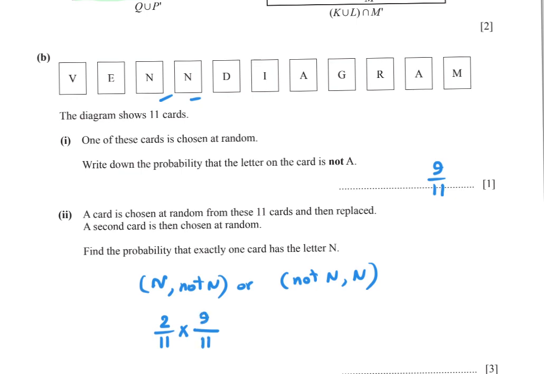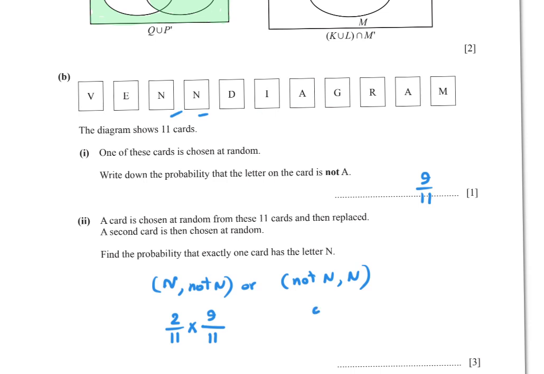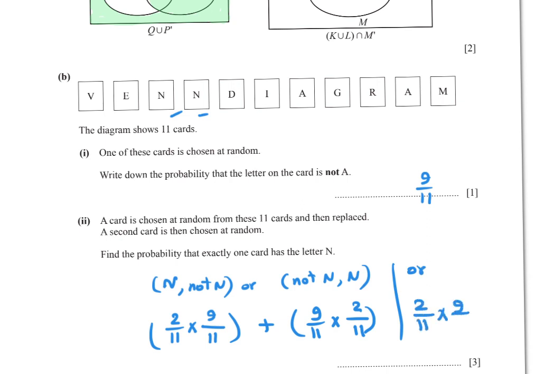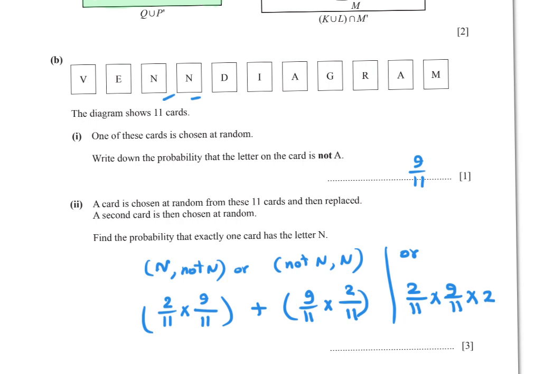The same for the other case: not N, 9 over 11, times N, which is 2 over 11. So we can add them, or we can find one of them, then multiply by 2 because they have the same value. So the answer is 36 over 121.